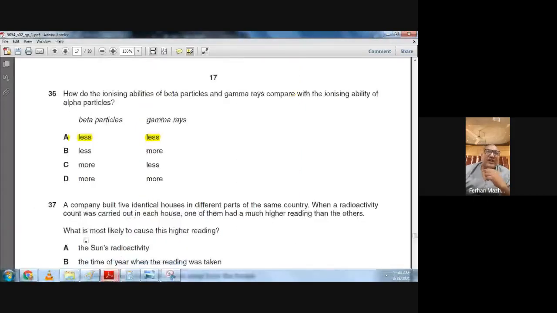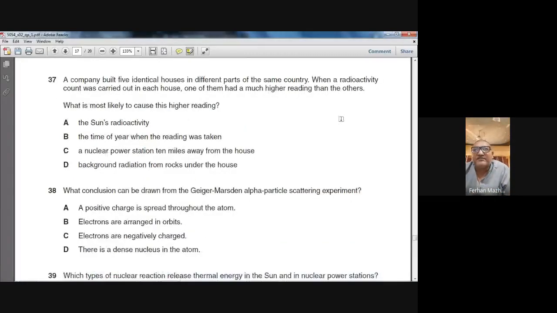Okay, the next question is: a company built 5 identical houses in different parts of the same country. When a radioactivity count was carried out in each house, one of them had a much higher reading than the others. What is the most likely cause of this higher reading? The background radiation from the rocks underneath the soil. They are radioactive, and in some places they might be more radioactive. The other options are the sun's radioactivity, the time of year when the reading was taken, and the nuclear power station 10 miles away from the house. The background radiation from the rocks under the house is probably the most important reason.